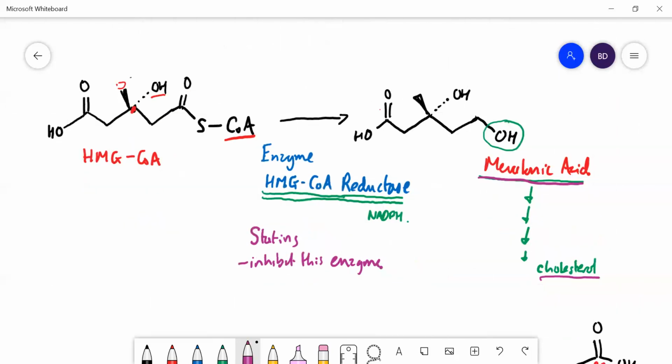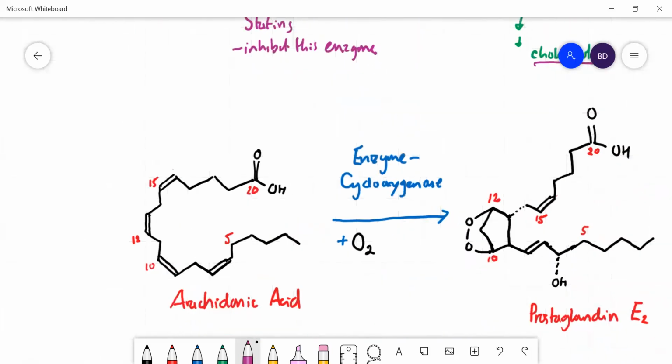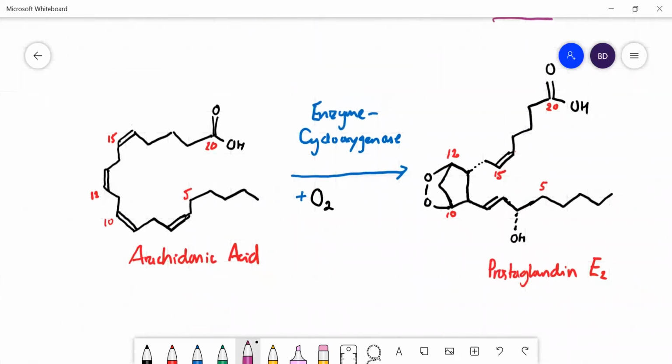Now another even better known group of enzyme inhibitors are drugs which inhibit the enzyme cyclooxygenase. The drugs that inhibit this are aspirin, ibuprofen, and ibuprofen is another classic. They're called non-steroidal anti-inflammatory drugs. And there's various other ones, like diclofenac, which is stronger than ibuprofen.